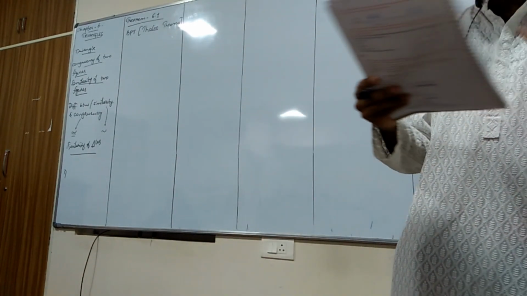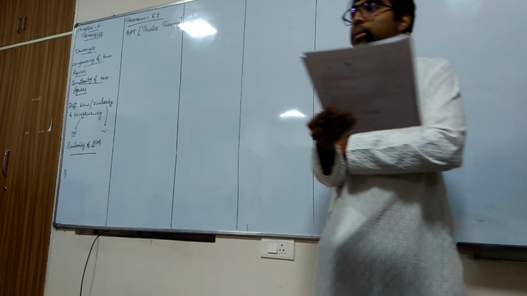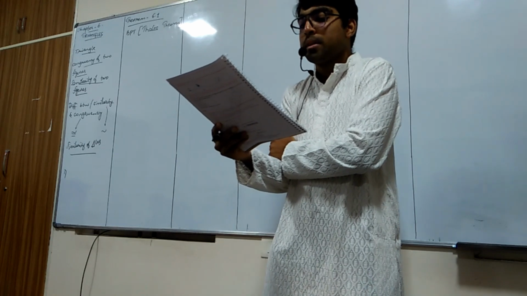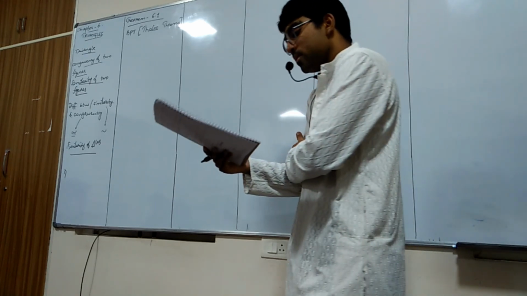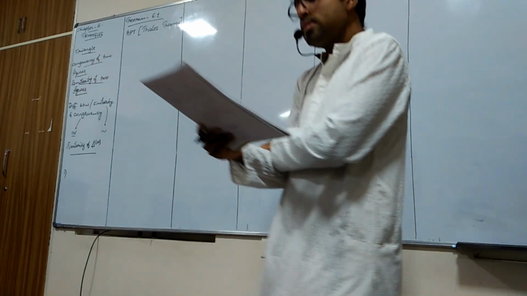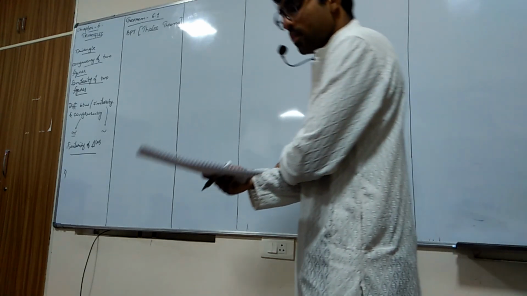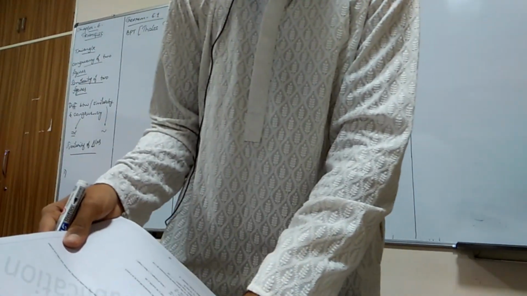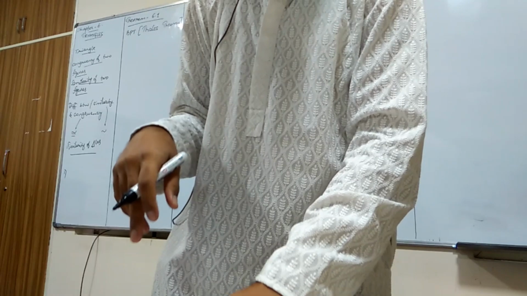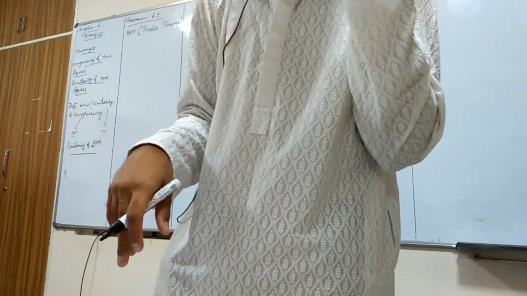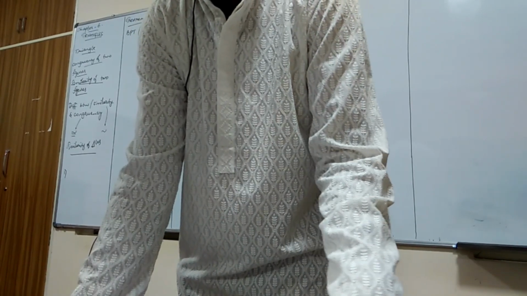Okay, fine. Write down the statement. Theorem statement: If a line is drawn parallel to one side of a triangle to intersect the other two sides in distinct points, the other two sides are divided in the same ratio. Follow the same statement as in the textbook.